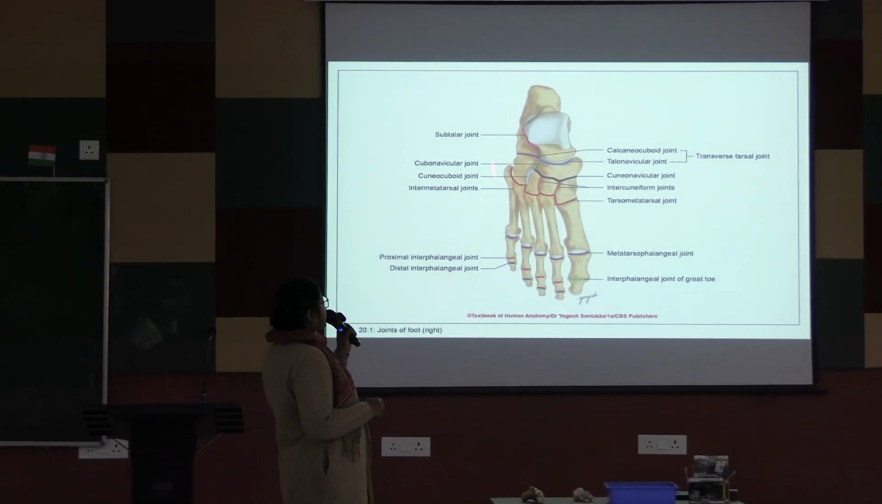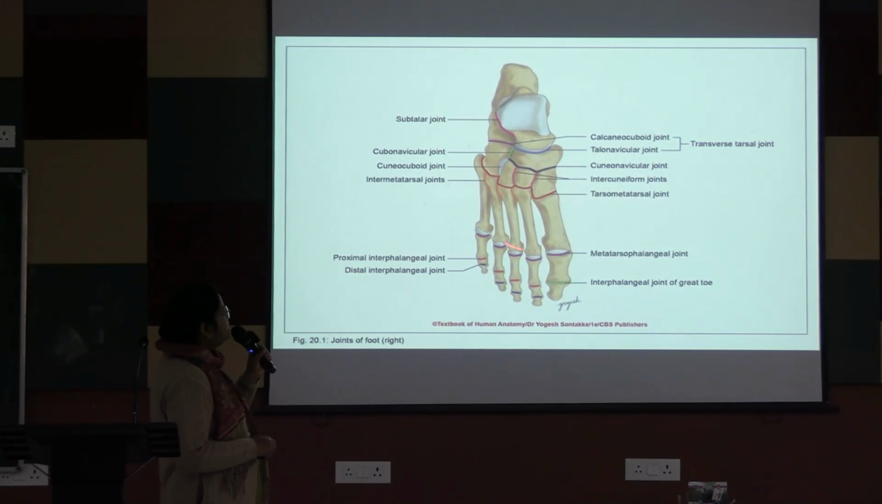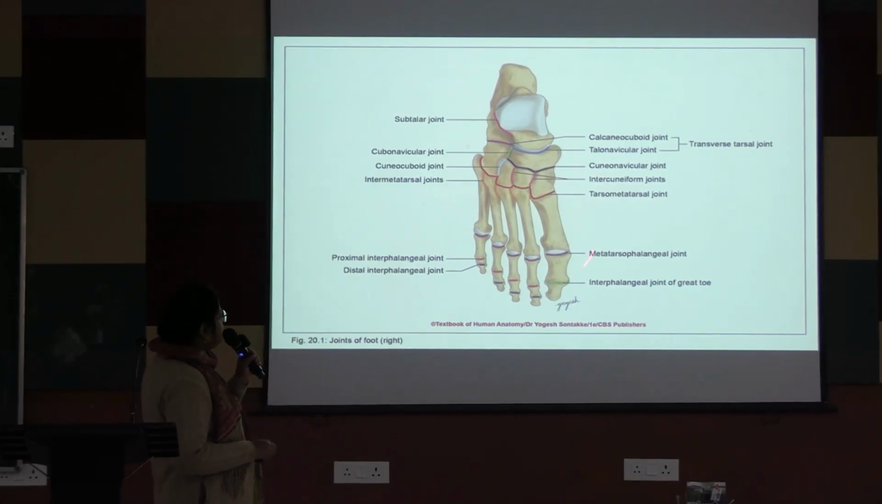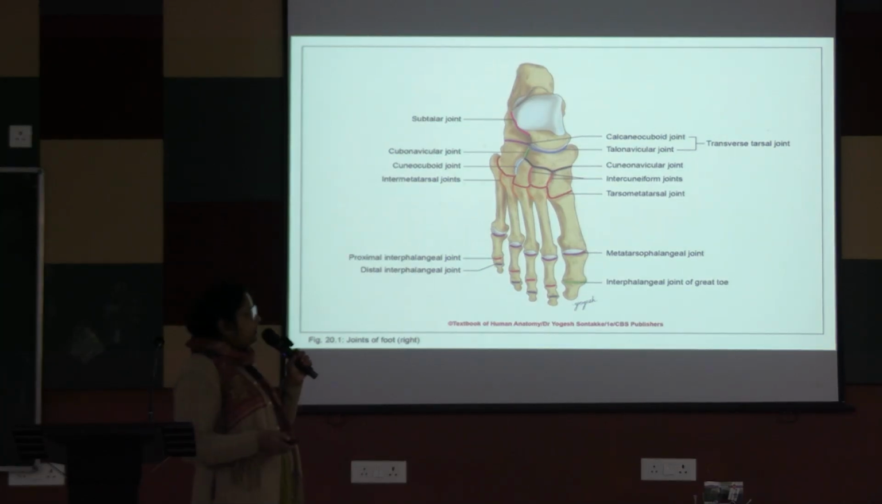Next, the cuboid and cuneiforms articulate with the bases of the metatarsals. Here are the first, second, third, fourth, and fifth metatarsals, forming the tarso-metatarsal joints. The joints in between these tarsal bones are known as intertarsal joints. All these joints are included in the intertarsal joints.